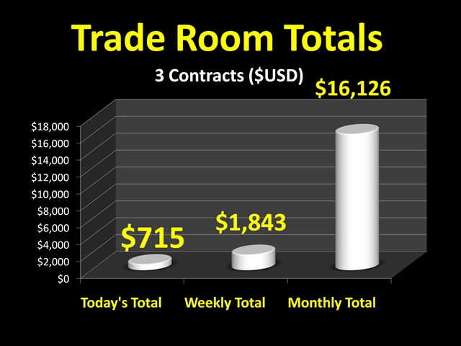Now today, FOMC day, Wednesday, we went 5 for 5. We took trades in the Euro and the Russell today. We took trades before the FOMC announcement and after the FOMC announcement. 5 for 5, 3 contracts, guys. This will all be in increments of 3 contracts. Okay, so the very bare minimum here, 715 total for today. That brings our weekly total to 1843, and of course our monthly total 16126.